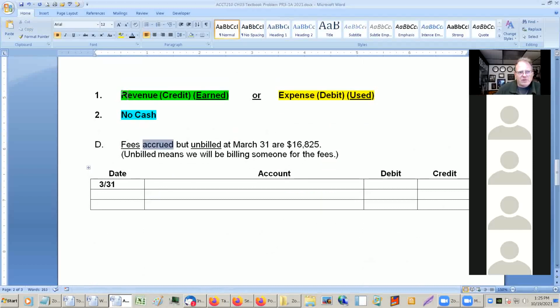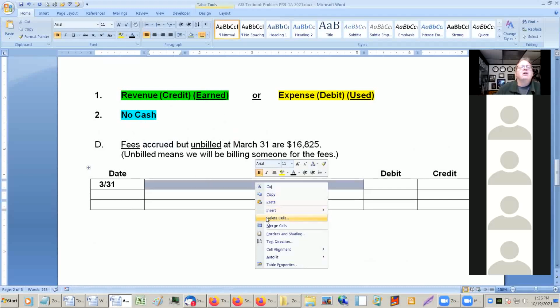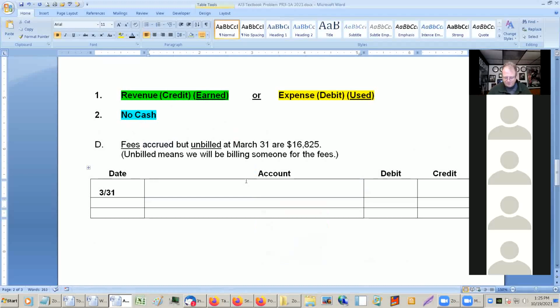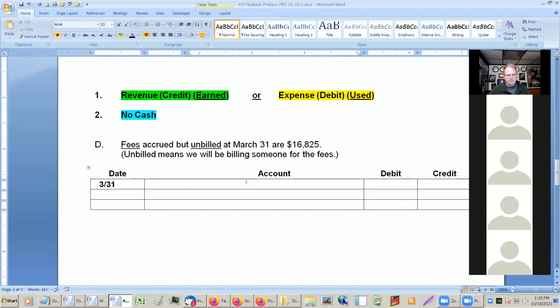So we're going to talk about a revenue. Now, the nice thing about revenues is that they are always credits. It could be something like fees revenue. And so this is what was earned. So we've earned 16,825.